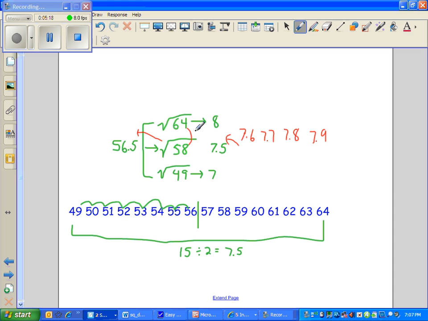It's 6 away from the 64, and it's only 2.5 away from the 56.5. So I wouldn't choose 7.9. That's meaning it's very close to 64. It's almost 8. 7.6, not really, because that means it would be almost the same as 56.5. So if you chose either of these, 7.7 or 7.8, that would be a very good estimate.